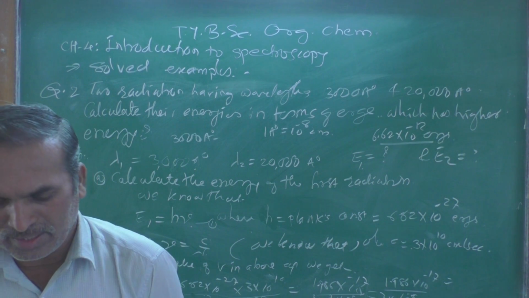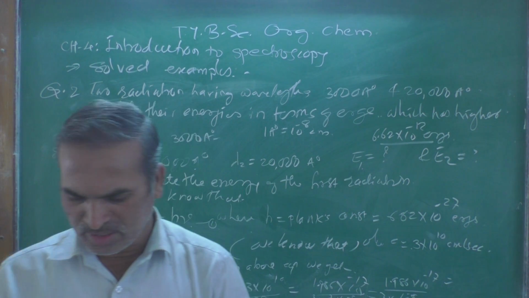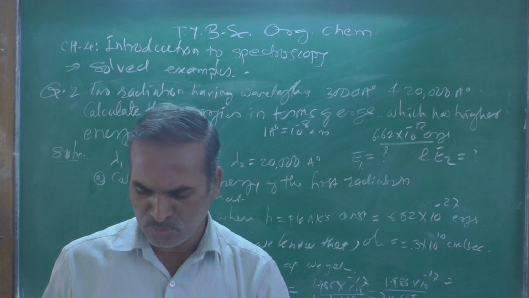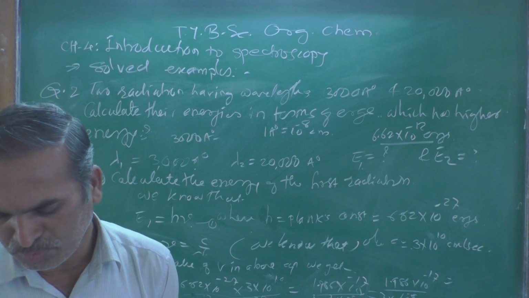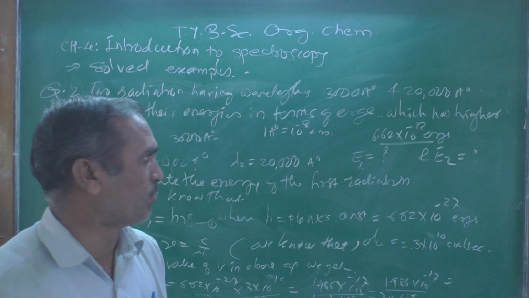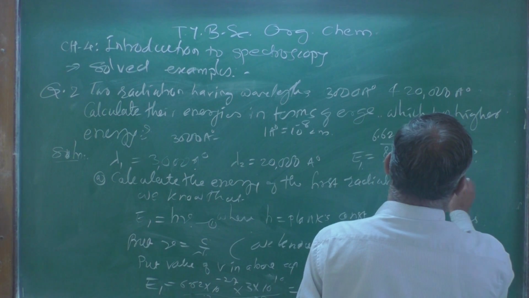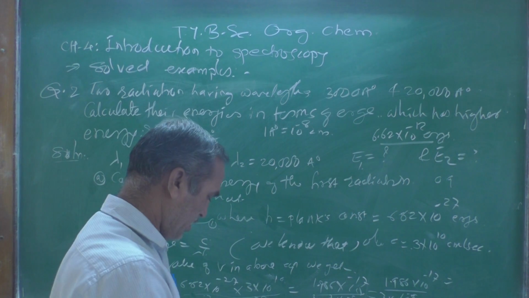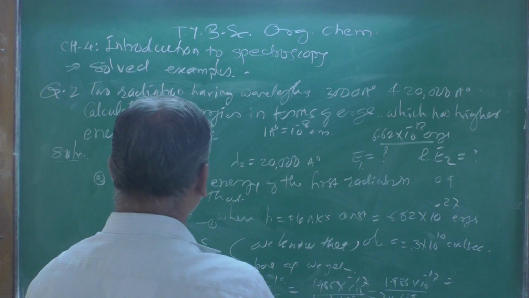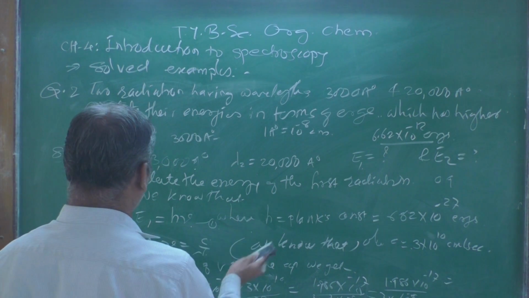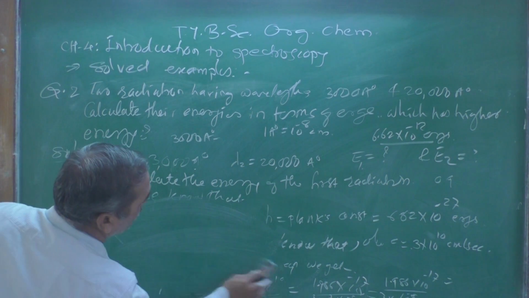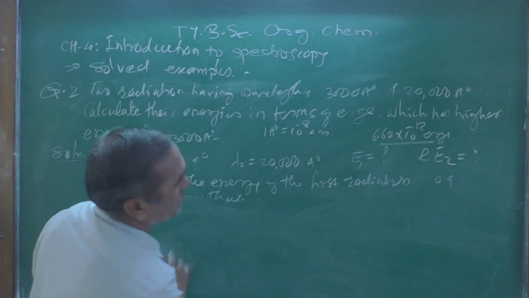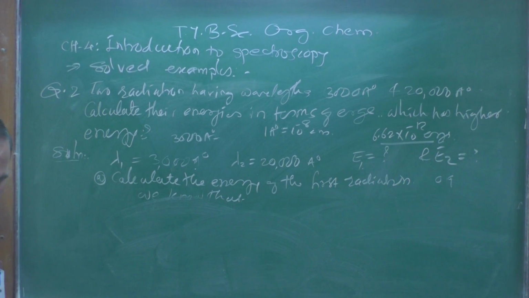And similarly, calculate the energy of the second radiation, that is energy E2 is equal to h nu 2, where nu 2 is C upon lambda 2. If you put the value, E2 comes around 0.92 here. We can solve it properly. Let us see here. E1 is over here. Now let us calculate the value of E2, how much it comes.